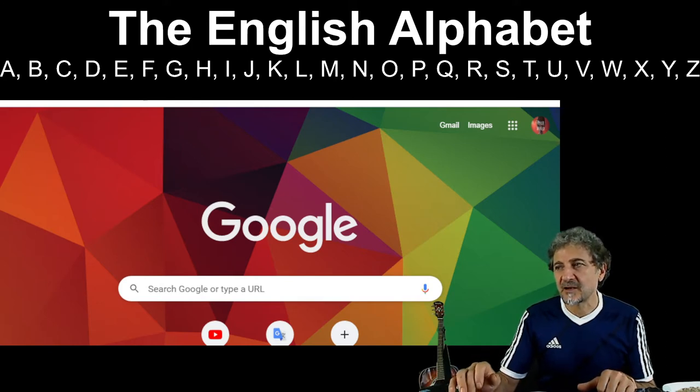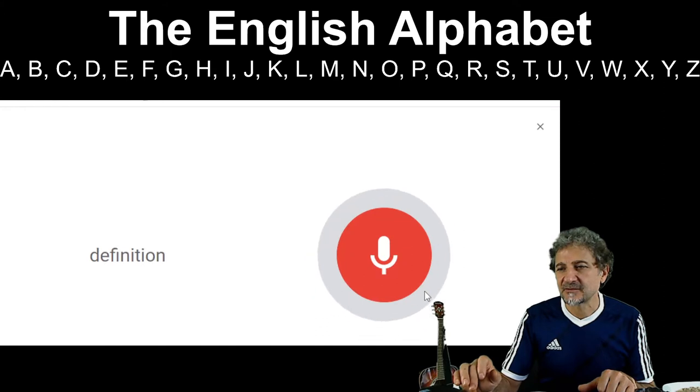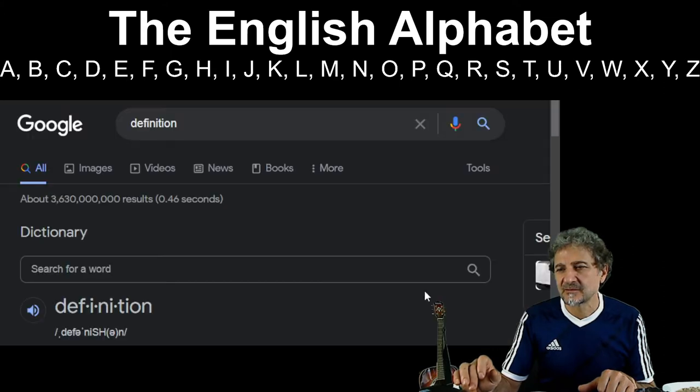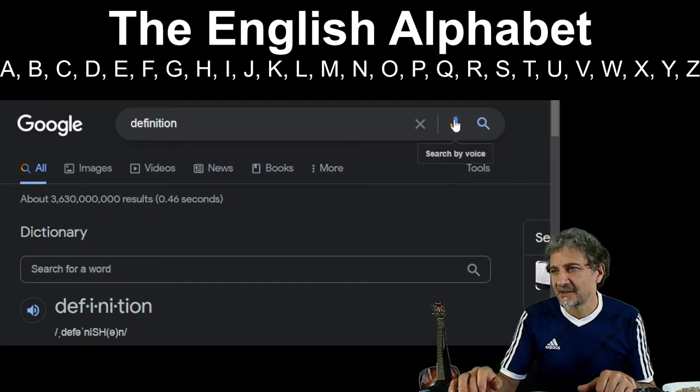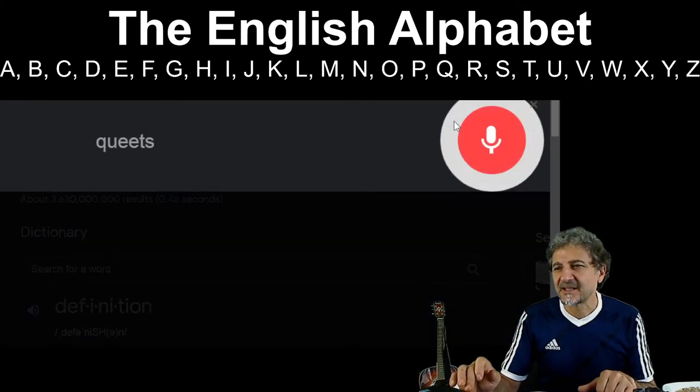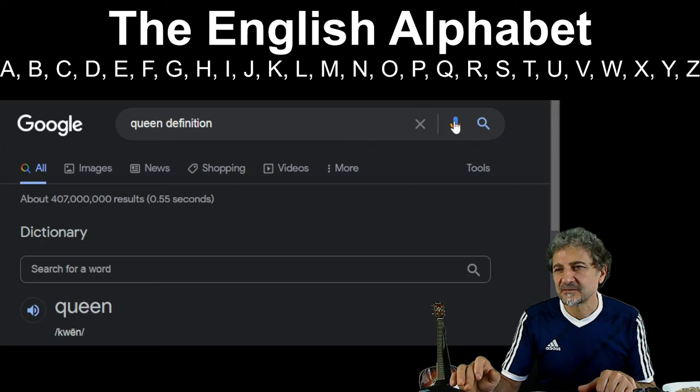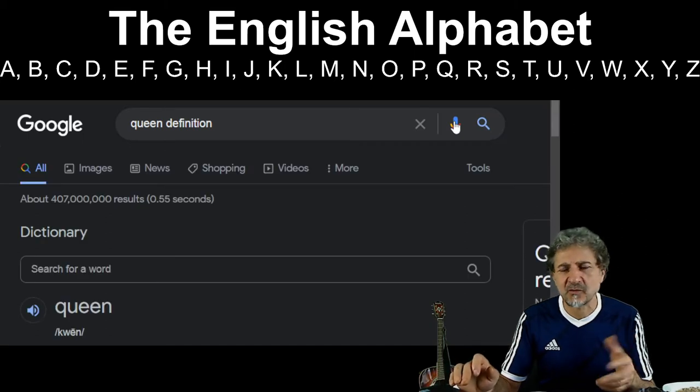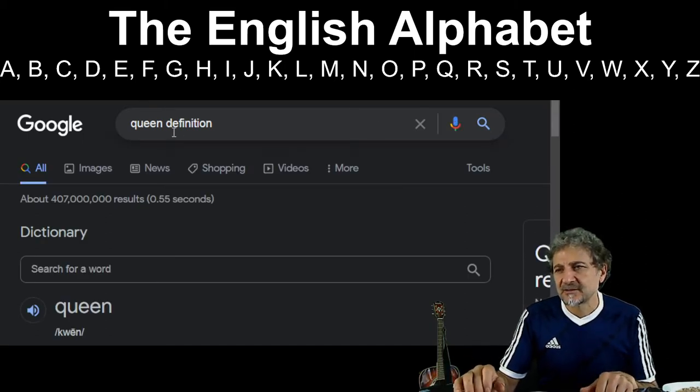Another word is quits. Let me see over here. Quits definition. Here's the definition of queen: the female ruler of an independent state, especially one who inherits the position by right of birth.